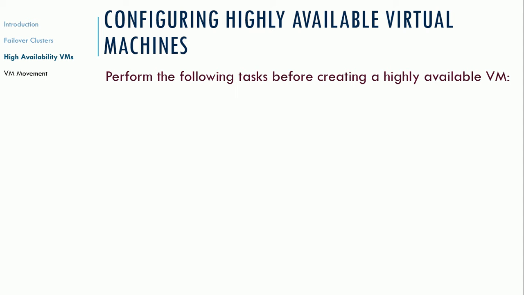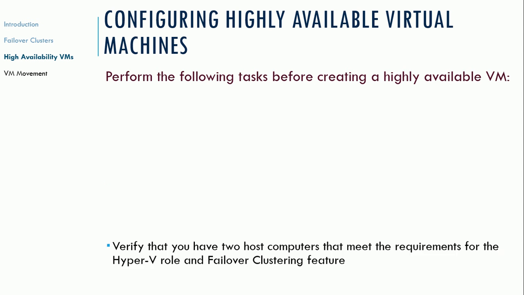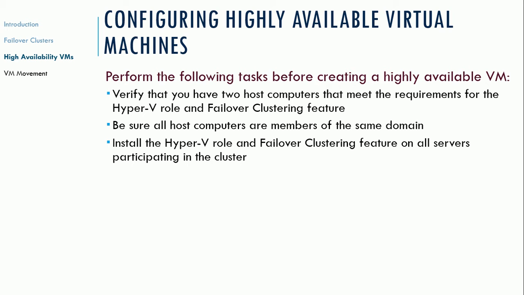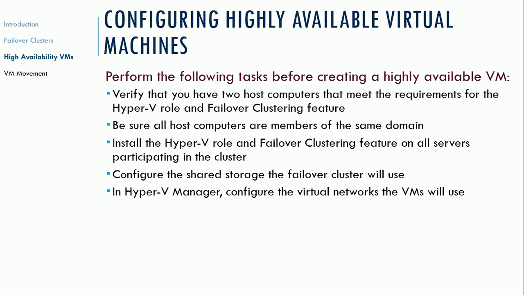So to create a highly available VM or virtual machines, you're going to follow these steps. First, we're going to verify that we have two host computers that meet the requirements for the Hyper-V role and failover clustering features, because we need to install both of those, the Hyper-V role and the failover clustering feature. We're going to be sure that all the host computers are members of the same domain. And we're going to install the Hyper-V role and failover clustering feature on all of the servers participating in the cluster. Then we're going to configure the shared storage that the failover cluster will use, just like we configured it before. Same thing, with shared storage.